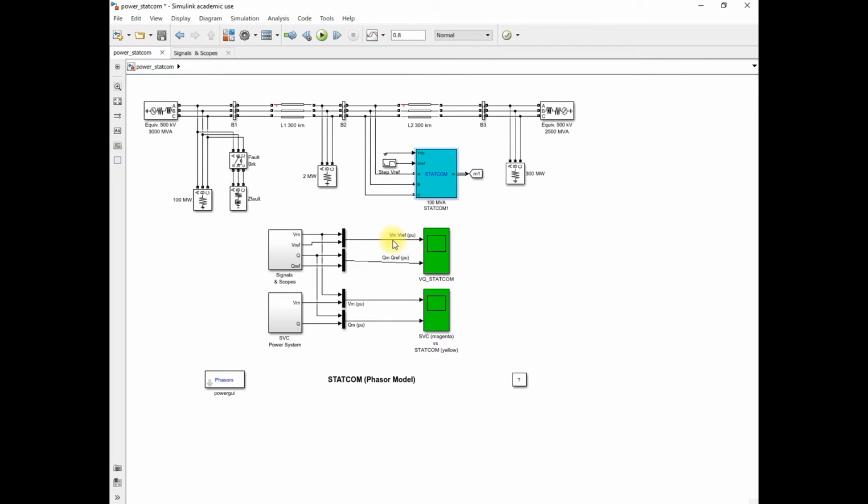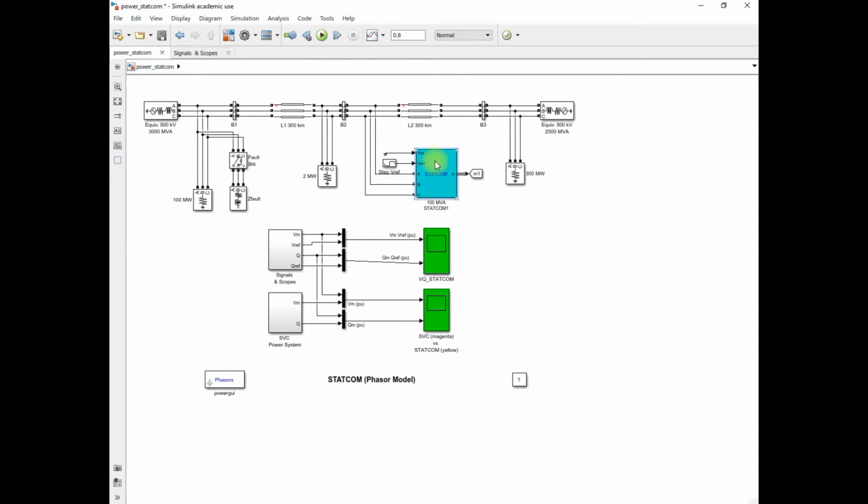In this scope you can first measure the VM and V reference, and then QM and Q reference. VM is the actual voltage measured at the bus B2, and V reference is the reference value set externally for the STATCOM that we have put here in the step reference. Then QM gives the actual reactive power injected or absorbed by the STATCOM, and Q reference is 0 in this case because we operate this STATCOM in the voltage regulation mode. So there is no Q reference in the voltage regulation mode.